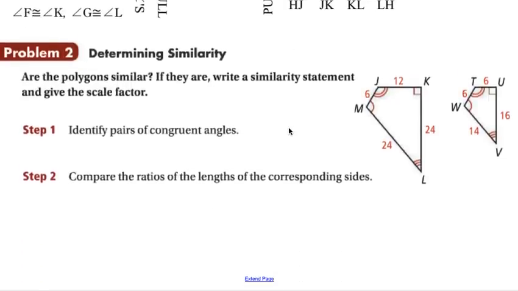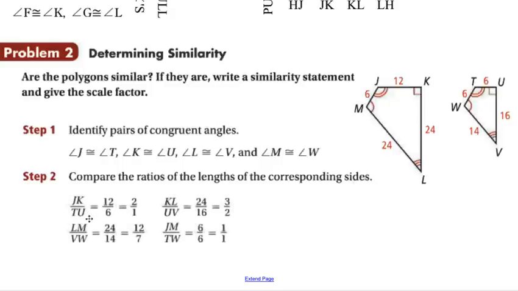Here's the second problem, determining similarity. Are these two polygons similar? If so, we want to write a similarity statement and give the scale factor. So first of all, we would have to identify the pairs of congruent angles, and it looks like we do have all four pairs of congruent angles. And then we would have to compare the ratios of the lengths of the corresponding sides to see if all four sides have the same ratio of their lengths.